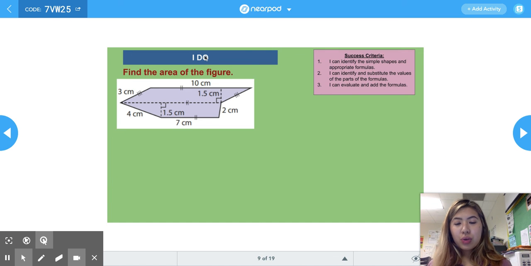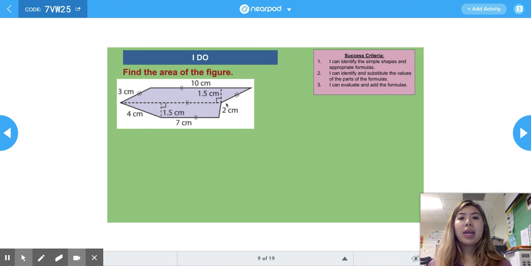For this I have to find the area of the figure. So as you can see, it's not a simple shape. It consists of a parallelogram and then a trapezoid. And so our success criteria for today's problems are: 1, I can identify the simple shapes and appropriate formulas.